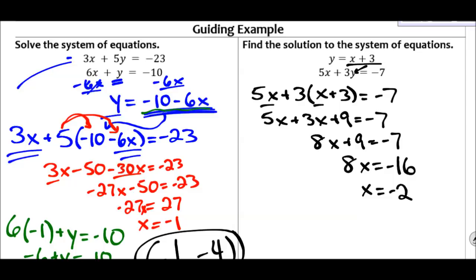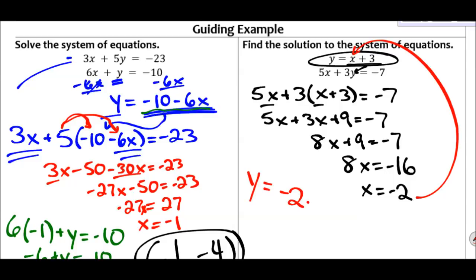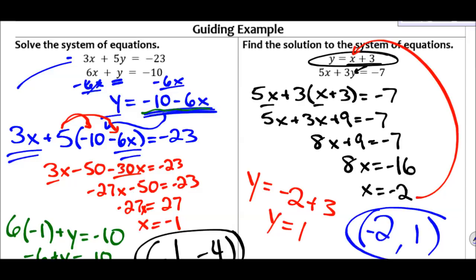So I have my x value. I still need my y value. I'm going to plug that back in. I'm going to use the first equation because that is so simple. I'm going to take that number and just plug it in for that x value. So y is negative 2 plus 3, so y is 1. So my ordered pair is negative 2, 1. That's the x and the y that make both of these two equations true, and it's where they meet on the coordinate plane.